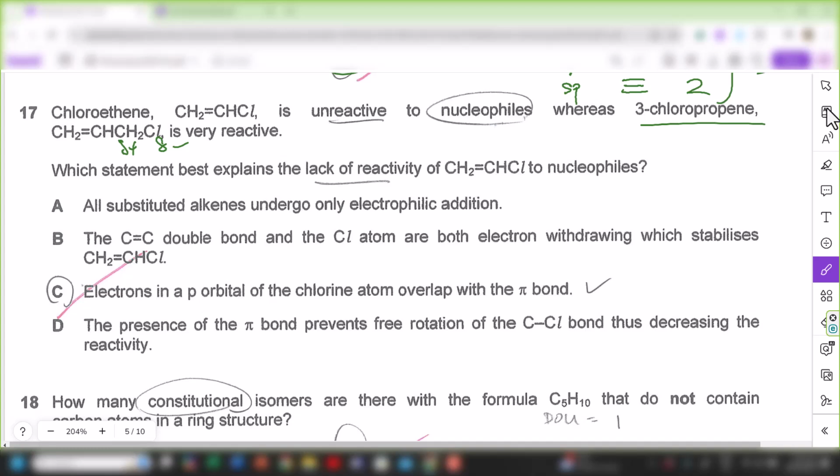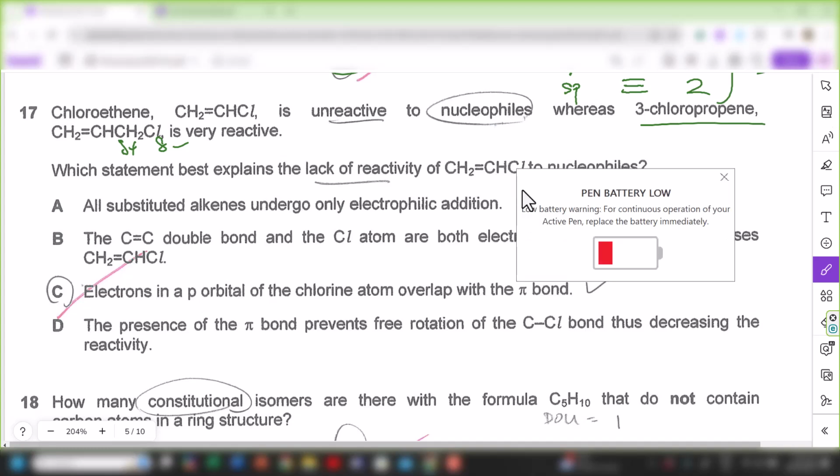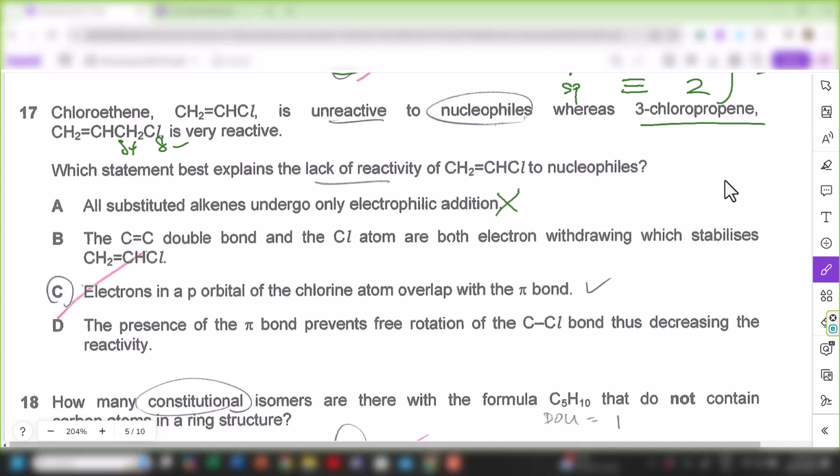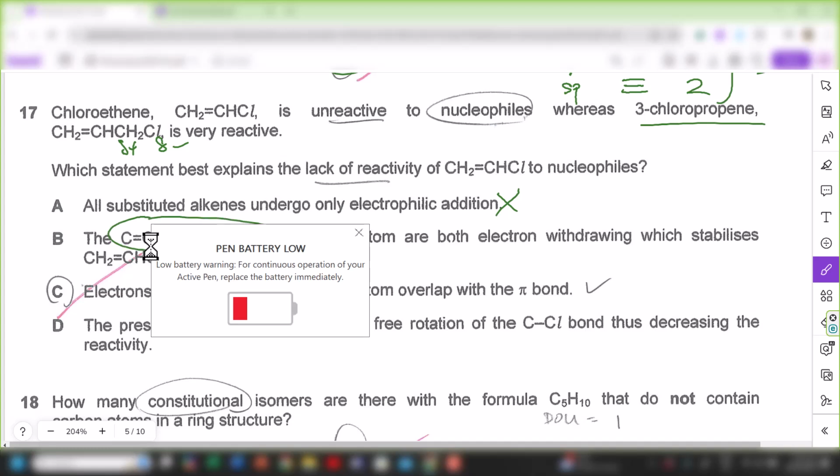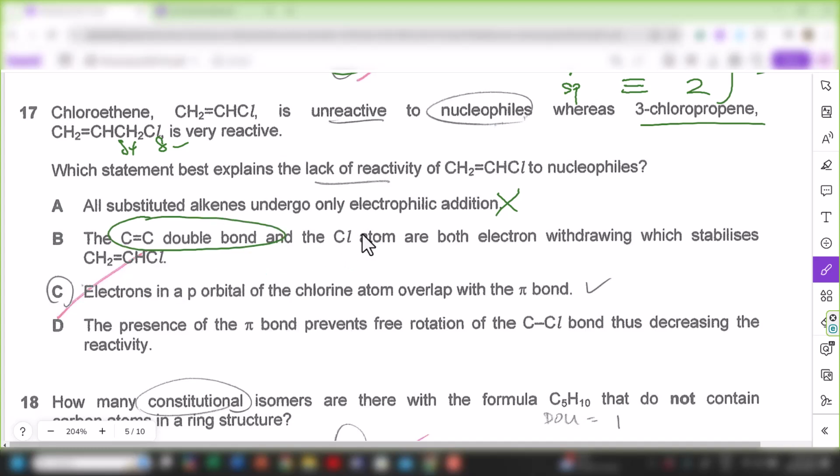Okay, so we look at A. All substituted alkenes undergo only electrophilic addition. So again, this is not very generic. It's not explaining anything, so we're going to cross this out. The CC double bond and the Cl are both electron withdrawing, stabilize this. So again, I think it is almost unheard of saying that the double bond is withdrawing. Cl is indeed withdrawing, stabilize this. How does stabilizing this help in its lack of reactivity to nucleophiles? It's not really explaining much as well, right? So again, B is out.